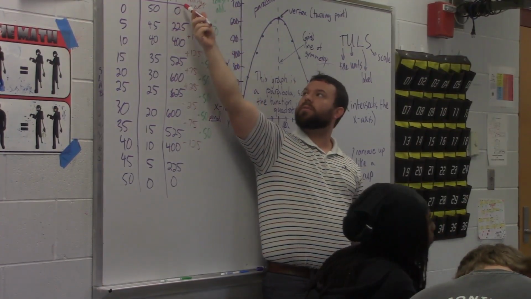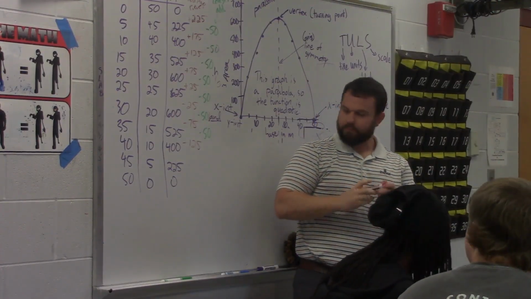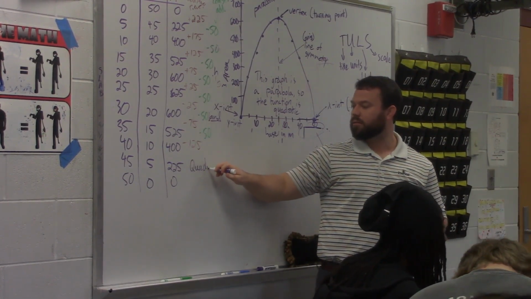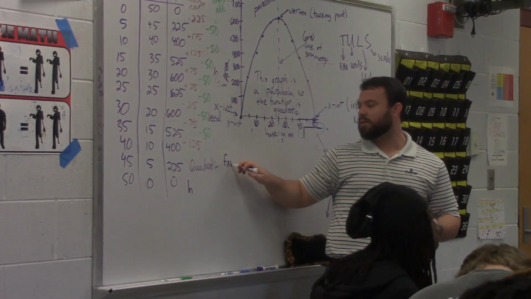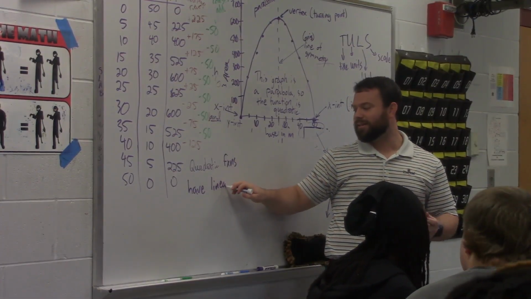So what type of function did we say this purple was again? Quadratic. It was quadratic. So what does a quadratic function have? Quadratic functions have a linear additive rate of change, not a constant additive rate of change. Be careful, just linear additive.